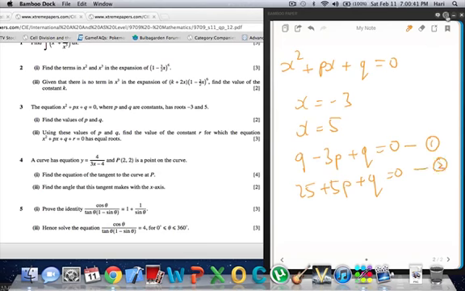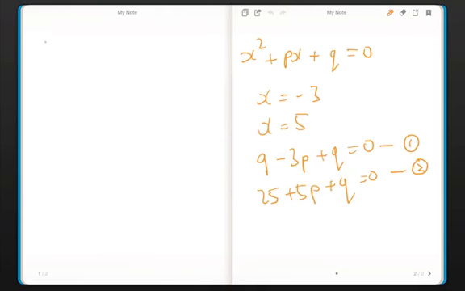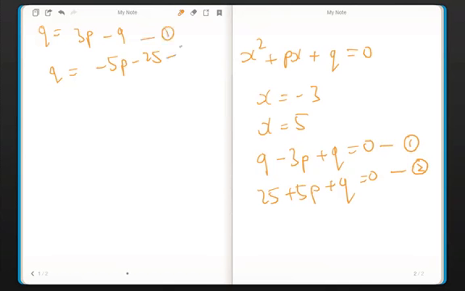Now making this full screen so we can go to the next page. I solve simultaneous equations like this, but you can solve it any way you want. We make q the subject of the formula in both cases. In the first equation, q equal to 3p minus 9. In the second equation, we have q equal to minus 5p minus 25. This is equation 1 and equation 2 just rearranged, and we equate it.